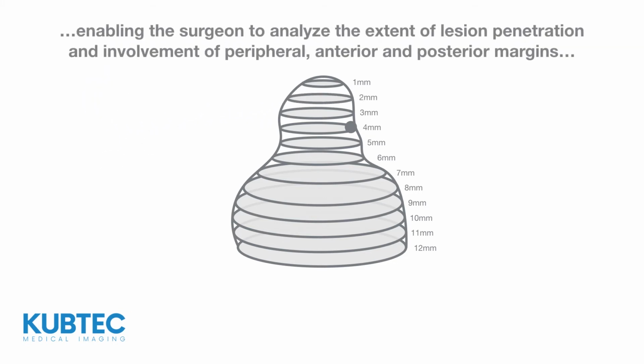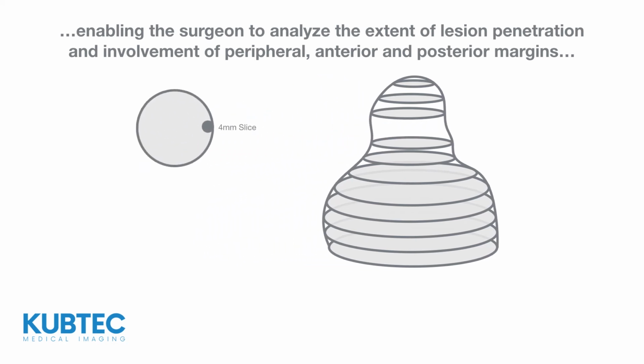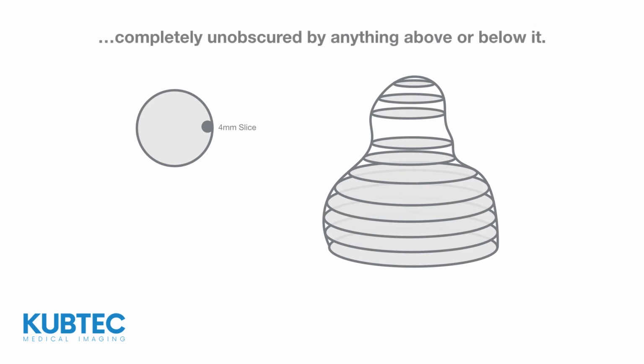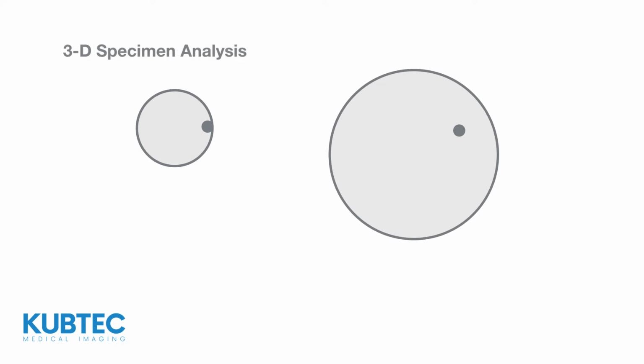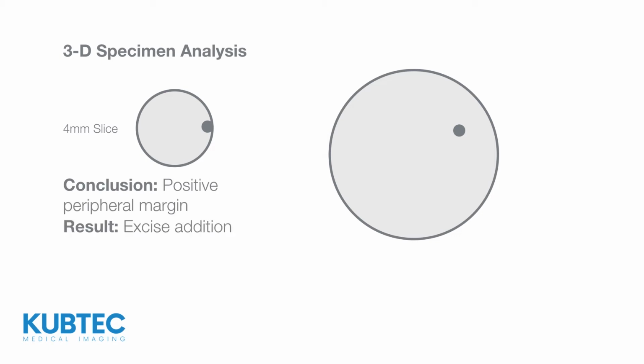This enables the surgeon to analyze the extent of lesion penetration and involvement of the peripheral, anterior, and posterior margins, completely unobscured by slices above or below. So considering the example, using 3D tomosynthesis, the surgeon would conclude that there is a positive peripheral margin on slice 4, and as a consequence can excise additional tissue at that precise location during the operation.